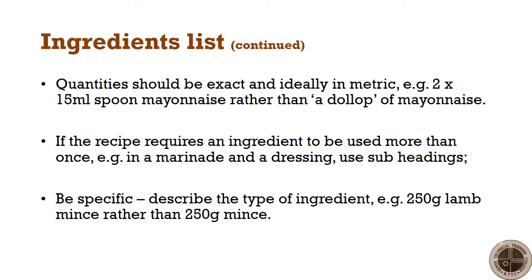We'll still continue under ingredients list. Quantities should be exact and ideally in metric. For example, 2 by 15 ml spoon mayonnaise rather than a dollop of mayonnaise. If the recipe requires an ingredient to be used more than once, be specific. Describe the type of ingredient. For example, 250 gram lamb mince rather than 250 gram mince.